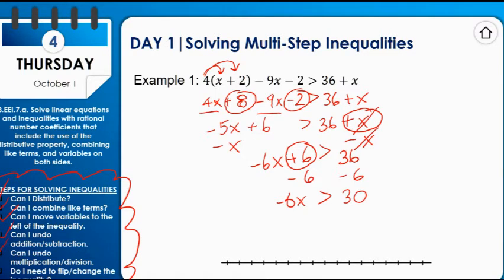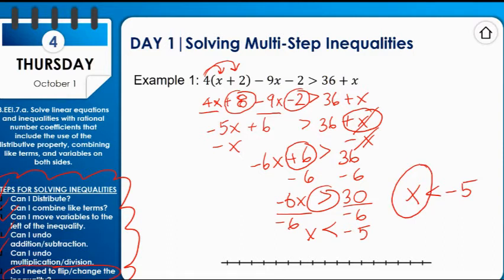Can I undo multiplication or division? Yes, I have x being multiplied by negative 6. I divide both sides by negative 6. x equals 30 divided by negative 6, which is negative 5. So I divided by a negative. Do I need to flip or change the inequality? Because I divide it by a negative value, greater than now becomes less than. x is less than negative 5.